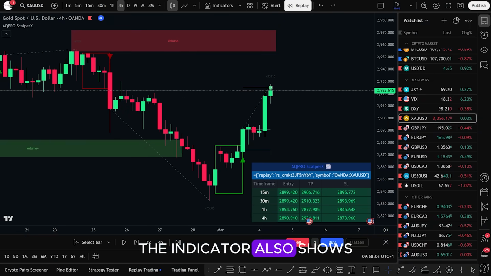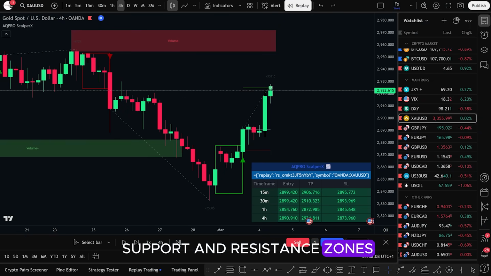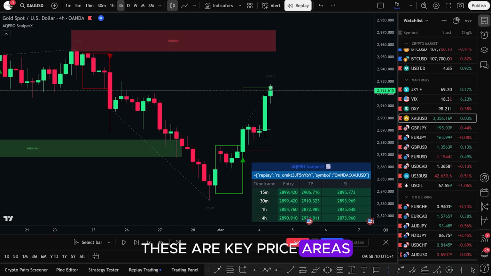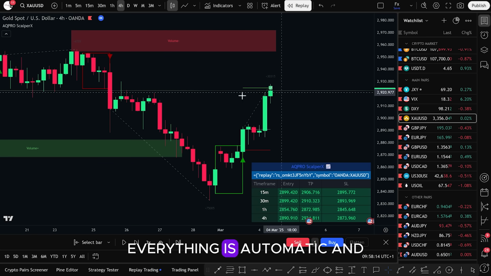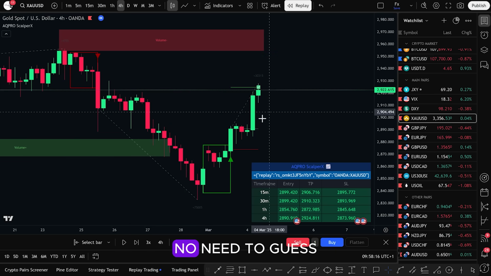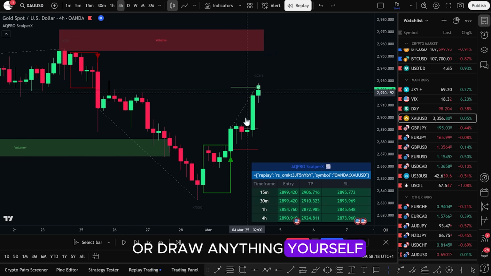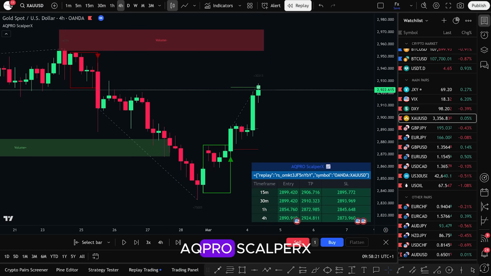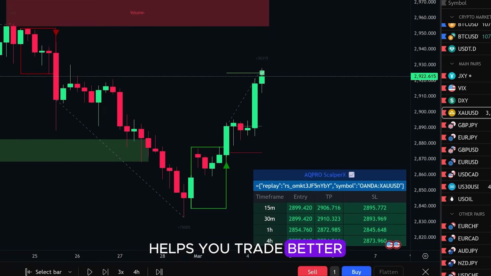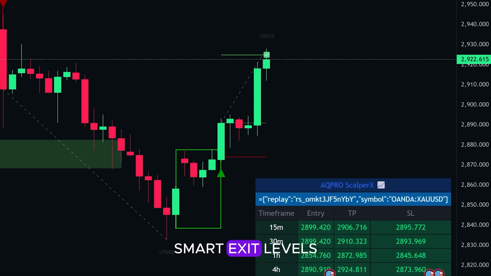The indicator also shows support and resistance zones. These are key price areas that help confirm if a trade is strong or risky. Everything is automatic and easy to read. No need to guess or draw anything yourself. AQ Pro Scalper X helps you trade better by showing clear signals, smart exit levels, and strong trend support, all in one place.